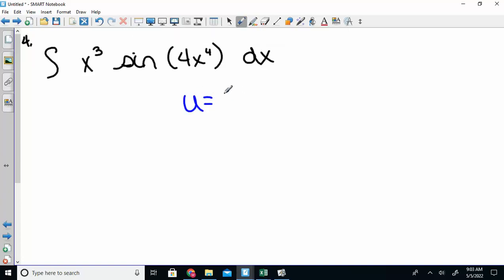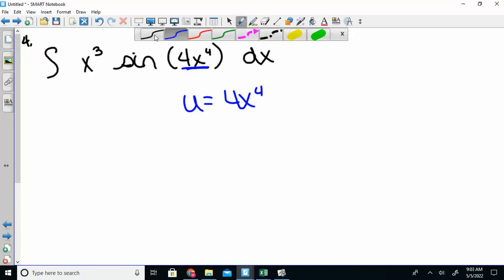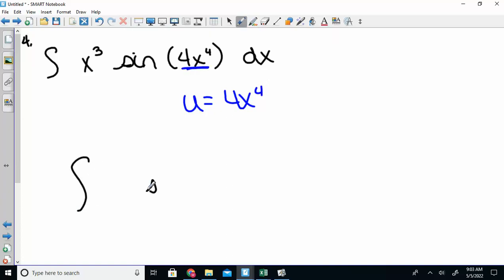So when I look at this, we try to make our u be the inside. What's the inside here? 4x to the 4. Okay, so currently what I have, this would be a sine of u. But we have to get rid of all of the x's. So we also have to get rid of this x cubed and the dx.